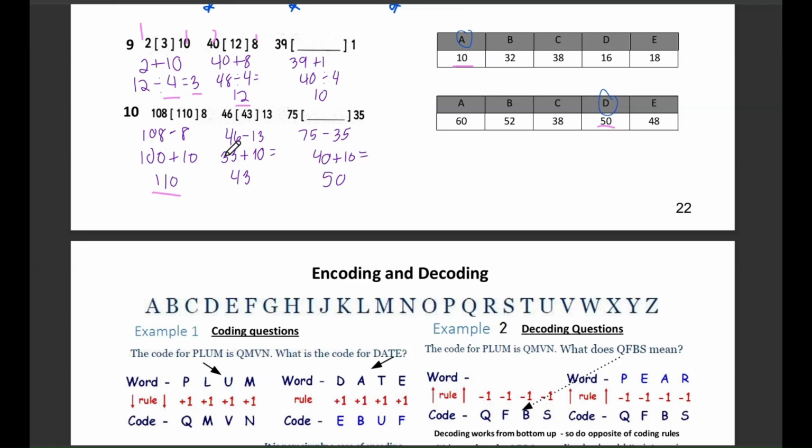So far, so good. Let's try our second set of numbers. 46, bracket, 43, bracket, 13. We subtract the last, which is 13, from the first, which is 46, and we get 33. Then we add 10 to that, and we get 43, and that matches the bracket. Perfect. Now let's find our missing number. We have 75, bracket, blank, bracket, 35. Let's follow the same pattern. Subtract the last, 35, from the first, 75, we get 40. Add 10 to that and we get 50. So the missing number is 50. And that means the correct answer is indeed D, 50.